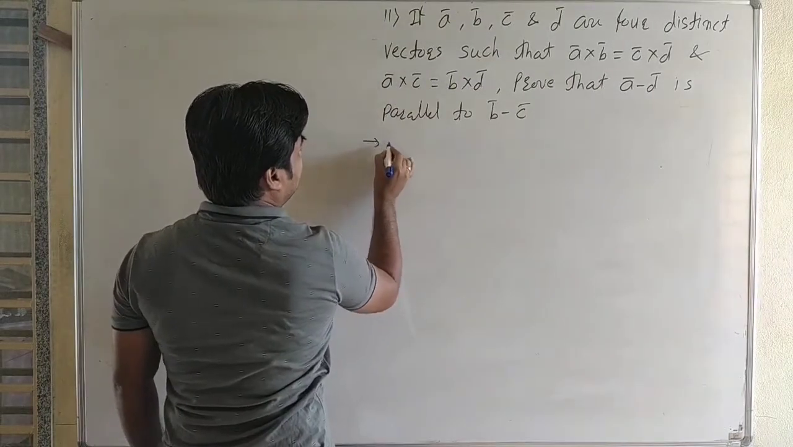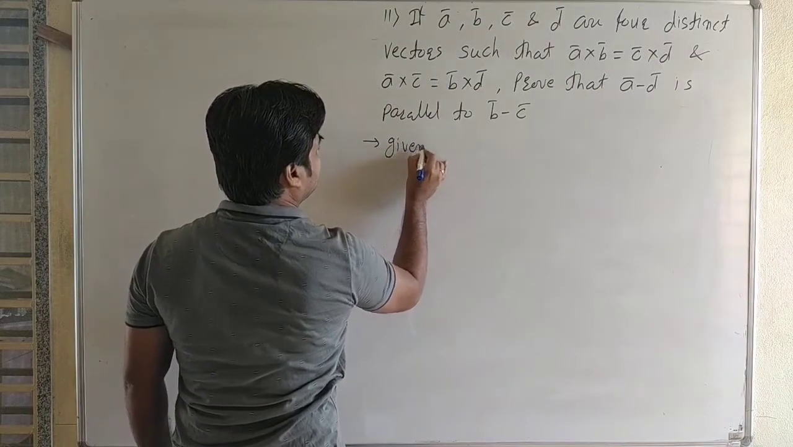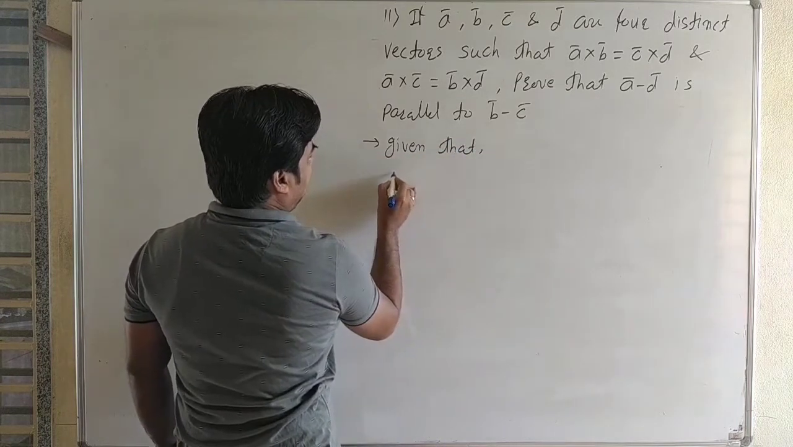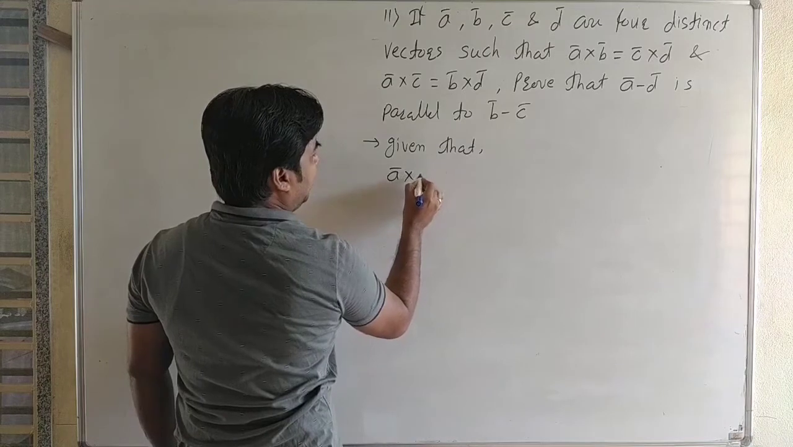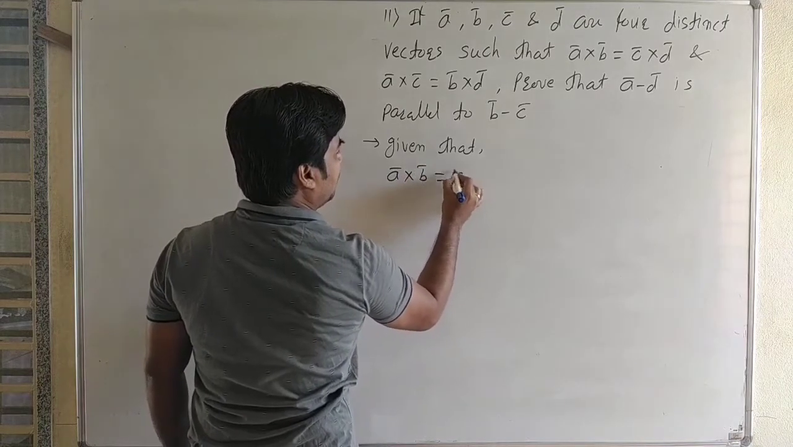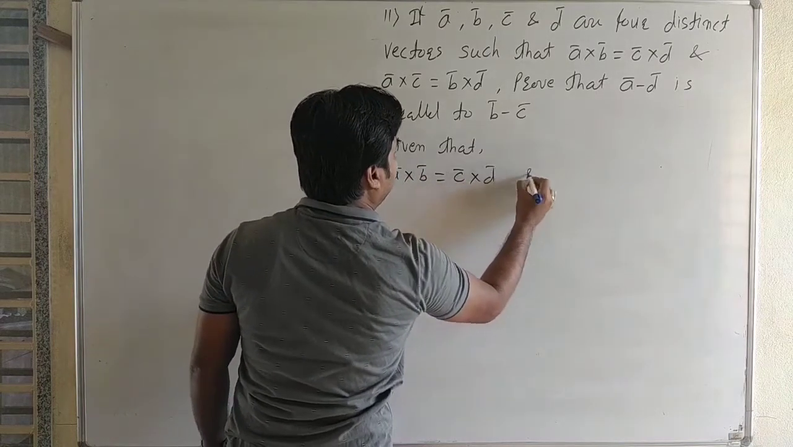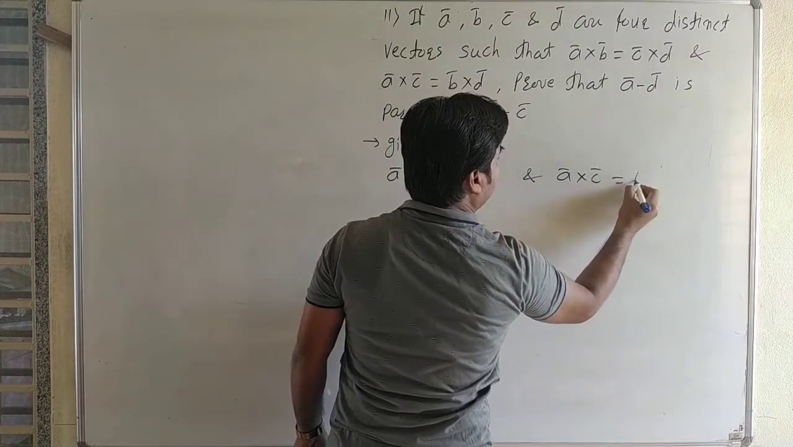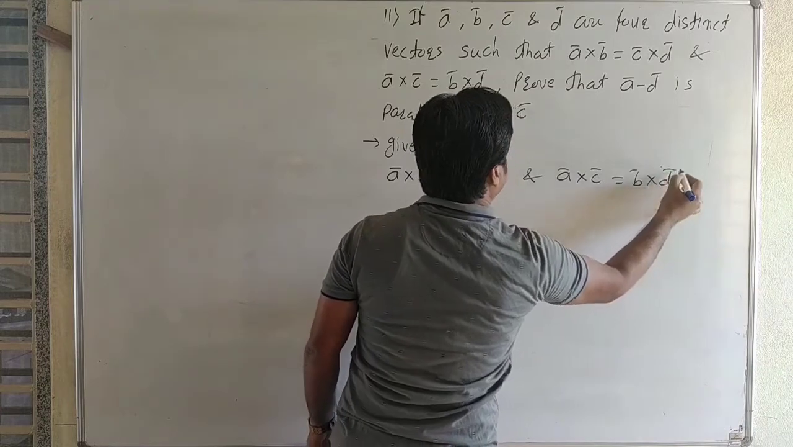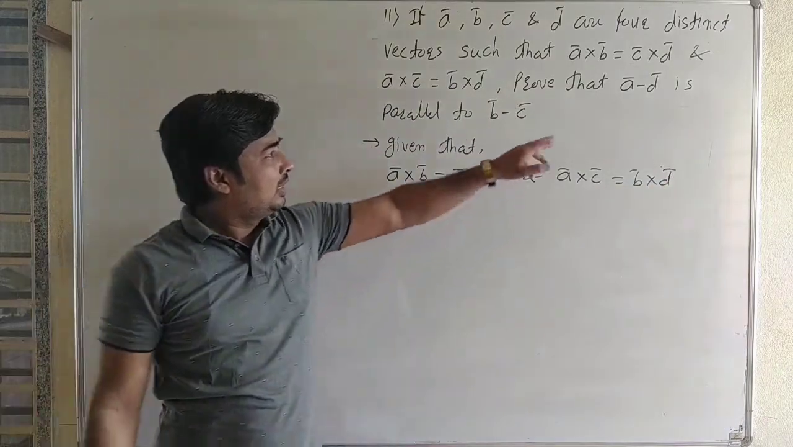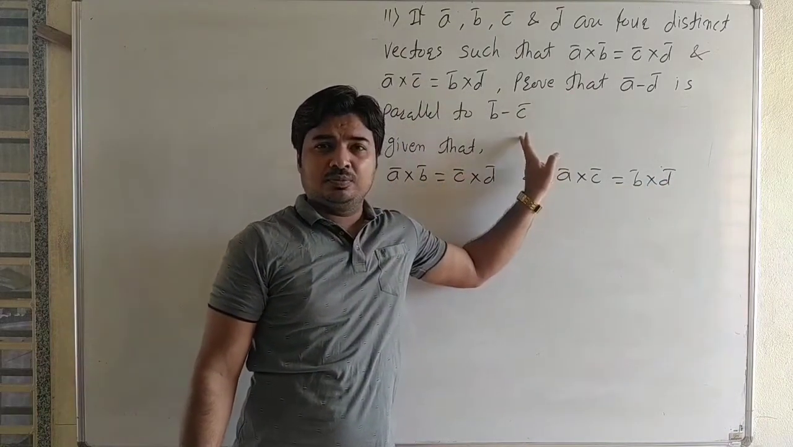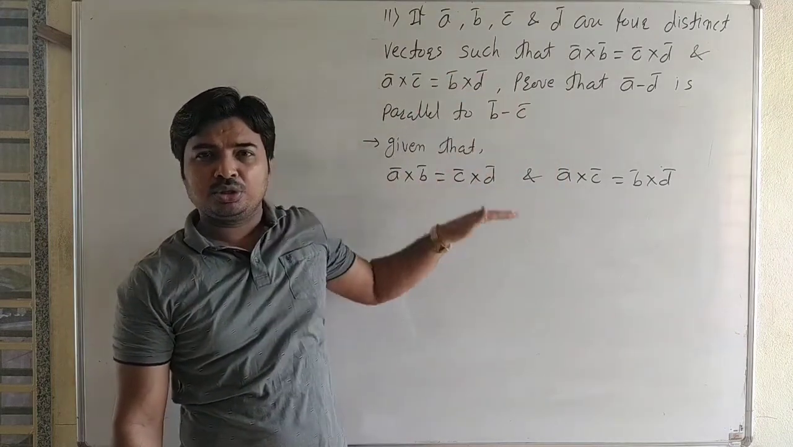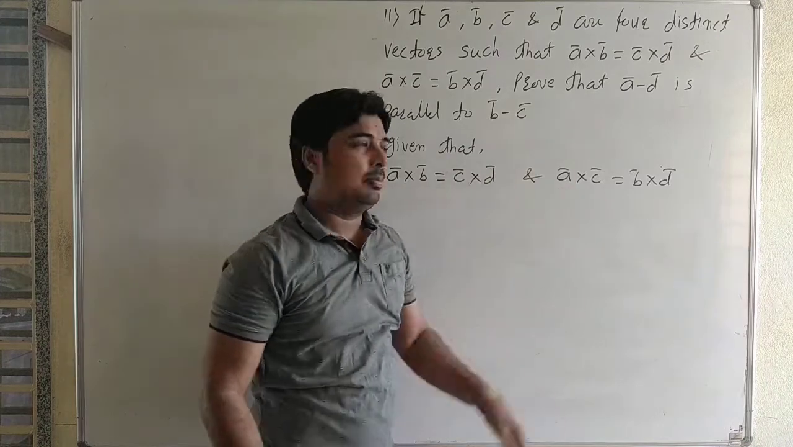Here it is given that a bar cross b bar is equal to c bar cross d bar and a bar cross c bar is equal to b bar cross d bar. Now we want to prove that these two vectors are parallel. So we take the cross product of these two vectors. If the cross product is 0, then the vectors are parallel.